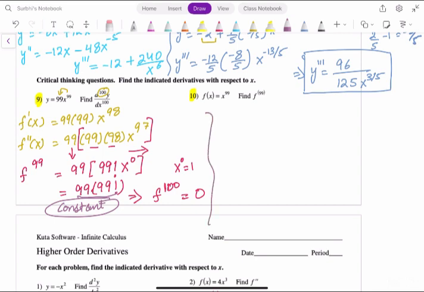Let's try number 10 along the same line. They are not asking for the 100th derivative, they are asking for the 99th. So first prime, bring 99 down, x to the power of 98. If we keep on repeating the same process again and again, we will get 99 factorial x to the power of 0. And x to the power of 0 is nothing but 1. So my answer is nothing but 99 factorial.